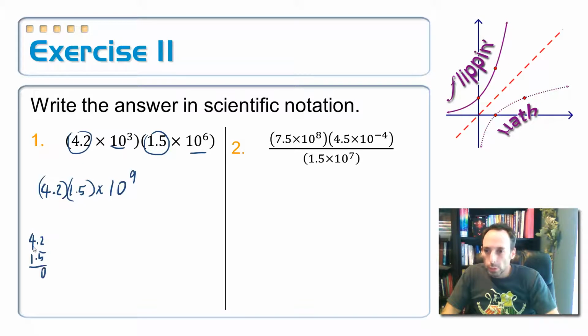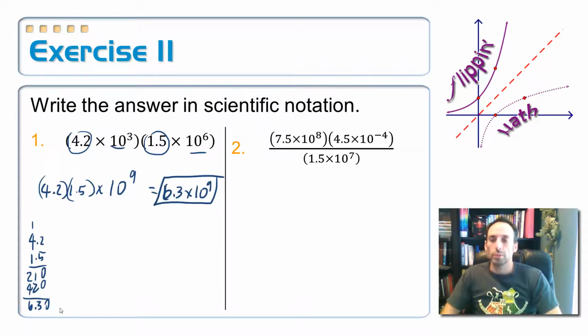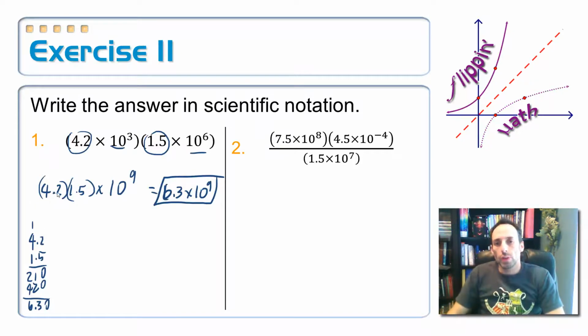Okay, and then what I need to do is actually multiply the 4.2 times the 1.5. Here, 0, 1, 2, 21. Okay, and then 0, 2, and a 4, which means that this is 6, 3, 0. Move the decimal place over 2. This is 6.3 times 10 to the 9th. Right? You probably didn't think you'd have to multiply by hand with decimals since you're so dependent on your calculator and stuff. Okay, the division, why don't you see if you can do that one yourself?